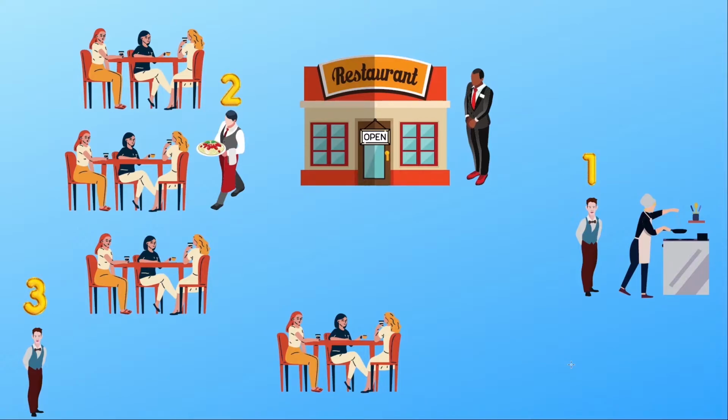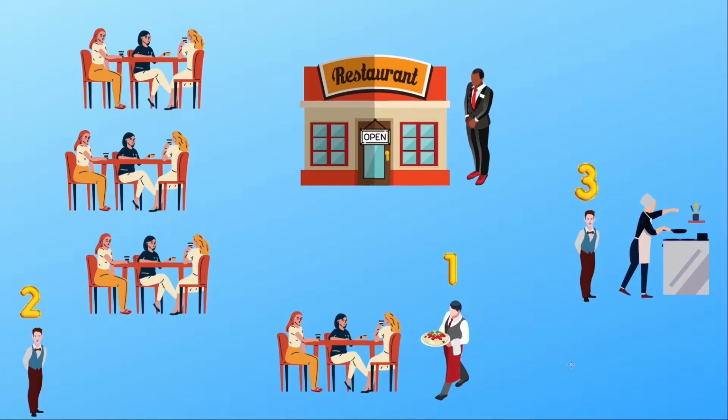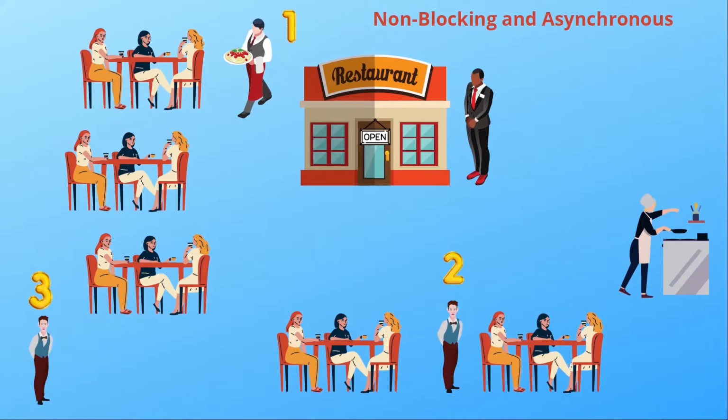So this flow continued. The food was prepared. The cook called the waiters to pick up the orders, and waiters went and served the order to the customers. But in this, you can see there was a new group that came in. And since waiter number 2 was free, he went to that table to take the order. So this, my friend, is a non-blocking and asynchronous flow.